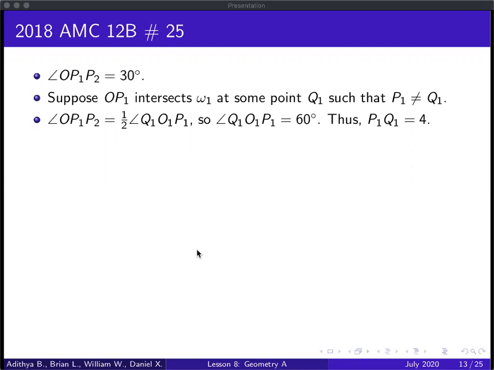Okay, so now that we have a 60-degree angle, that just means that Q1, O1, P1 has to be an equilateral triangle because O1Q1 and O1P1 are both radii of the circle. And so P1, Q1 has to be the same as the radius, which is 4. And so does anyone have any idea for why this could be useful, the length of P1, Q1?